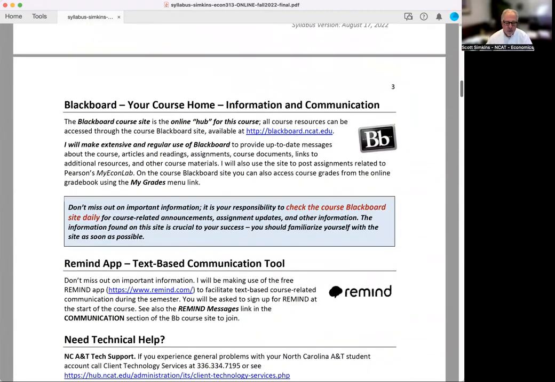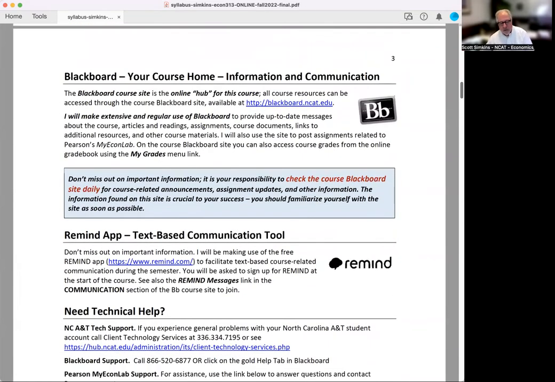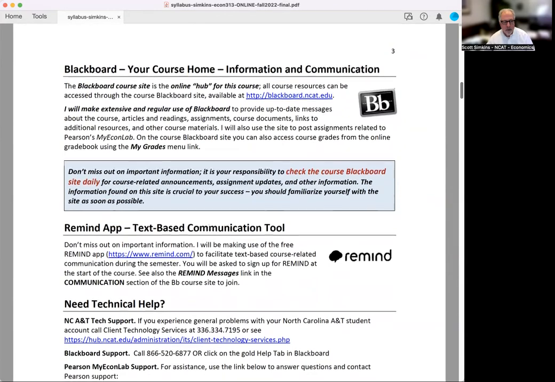We'll be using Blackboard for everything in this course. It's an online course, but I would be doing that with an on-campus course as well. It is the hub for everything in this course. Please check information in Blackboard every day. I really mean that. Some days I may not be providing new announcements, but most days there'll be some announcements about material, upcoming deadlines, changes, etc. And it's your responsibility to keep up with that every day.